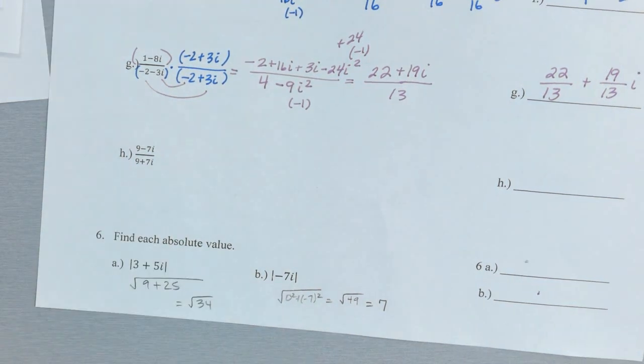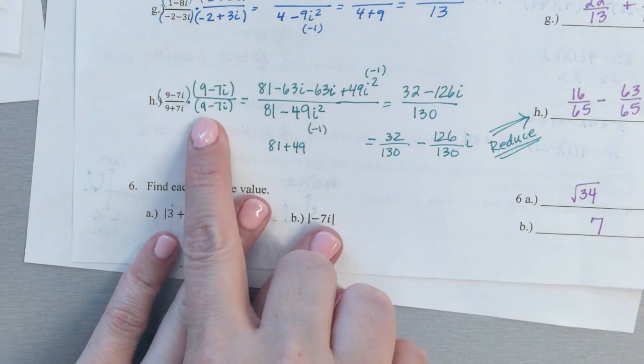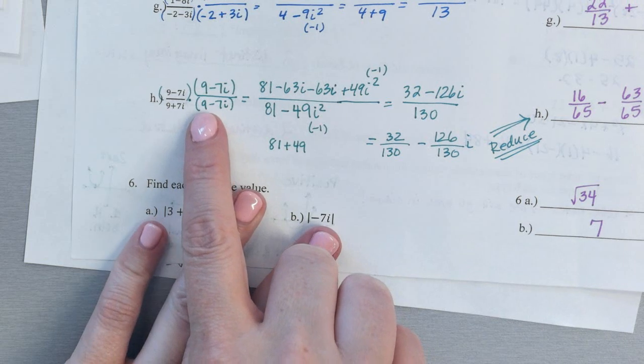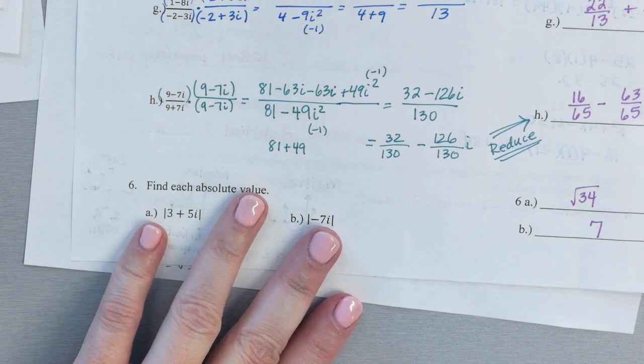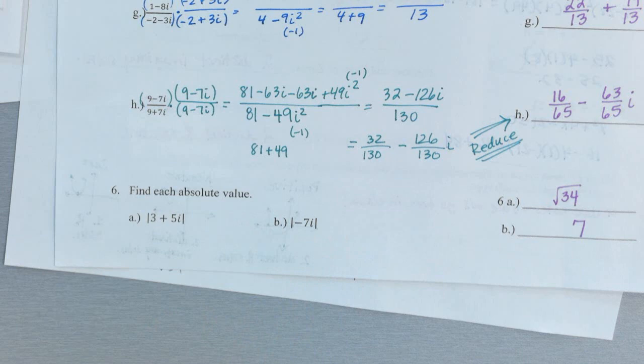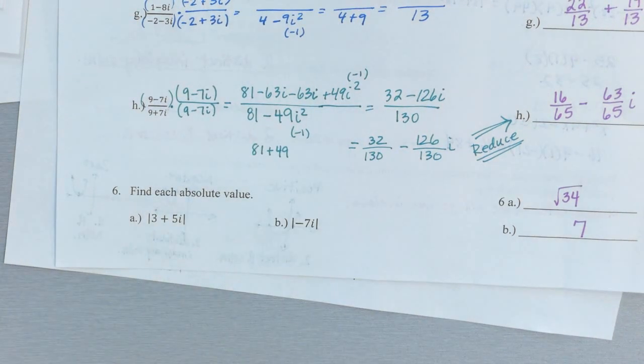Okay, and then H is the same, so I'm just going to show you my work for that. So you're going to multiply by the conjugate. The conjugate is 9 minus 7i. So you have 81 minus 49i squared. Plug in your negative 1.